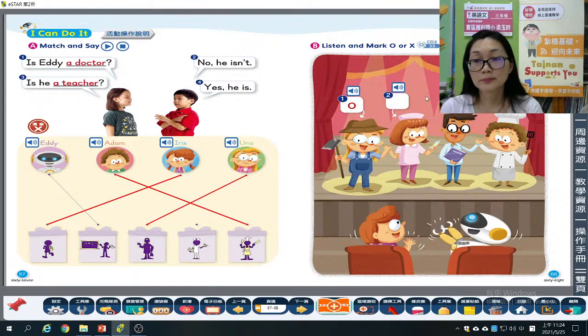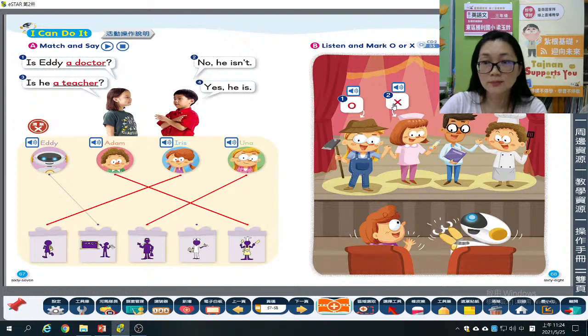Now, how about number two? Number two. Is she a student? Yes, she is. Is she a student? Yes, she is. Let's take a look. Does she dress like a student? No, she is a nurse. So that's why, what do you write? Very good, you write a cross.